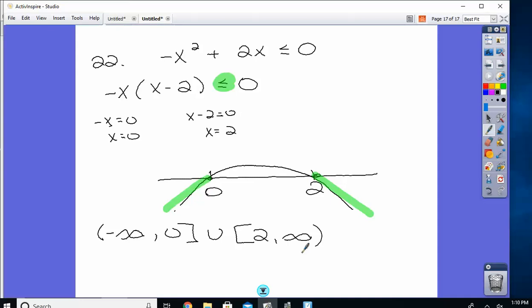I have a question on 18. I got mine right, but I don't think mine's right.